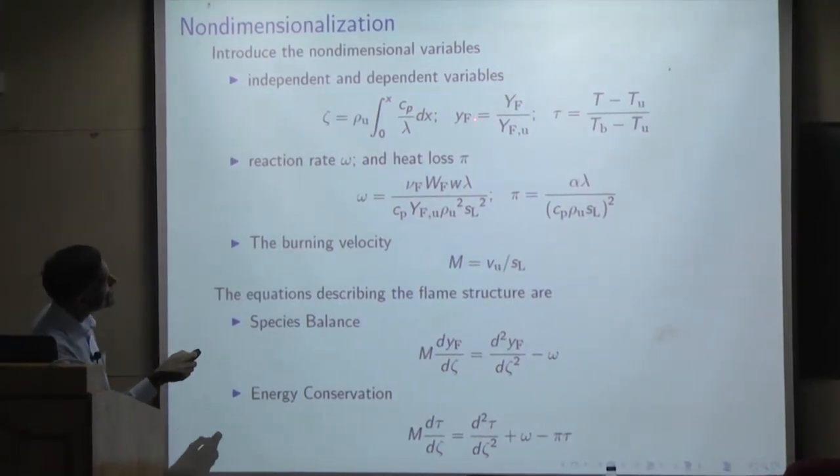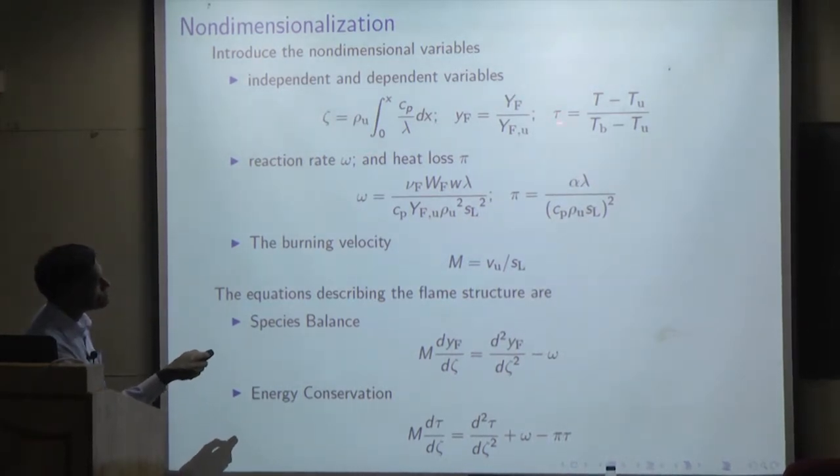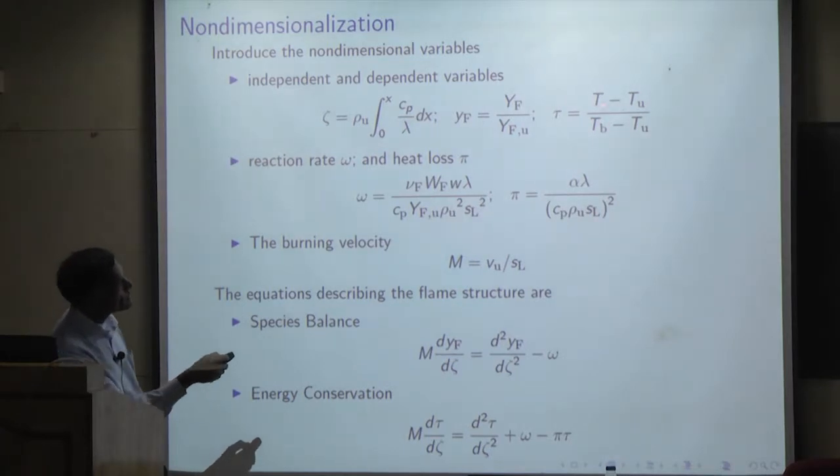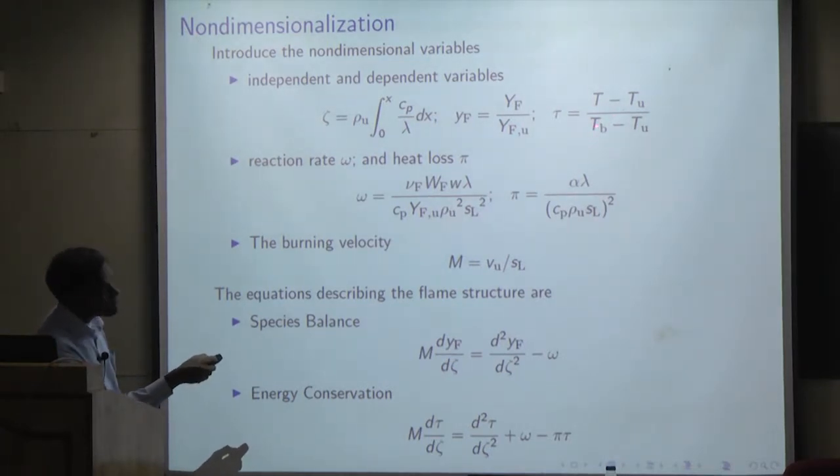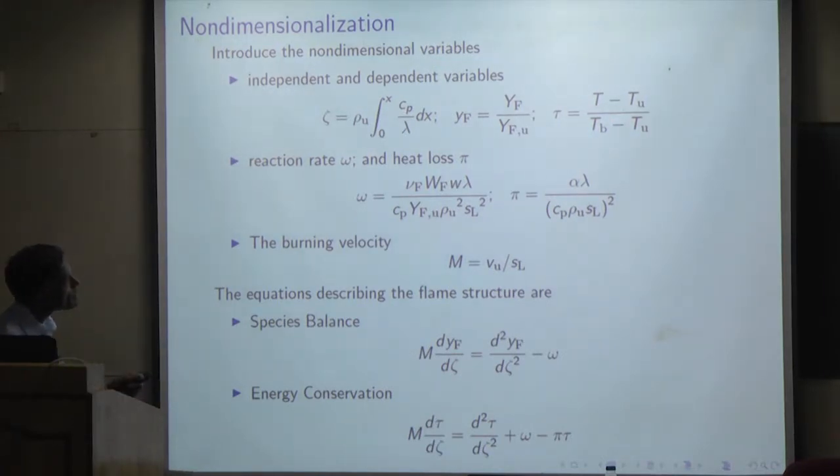This is the spatial variable. This is a normalized mass fraction of fuel, and that's the temperature. Now TB here is again the adiabatic flame temperature that appears in this formulation. Okay. Now the reaction rate is given by this expression, the non-dimensional reaction rate, and it was the same as what I had yesterday. And now what's new here is this quantity pi, which is a non-dimensionalized heat loss parameter, that appears here.